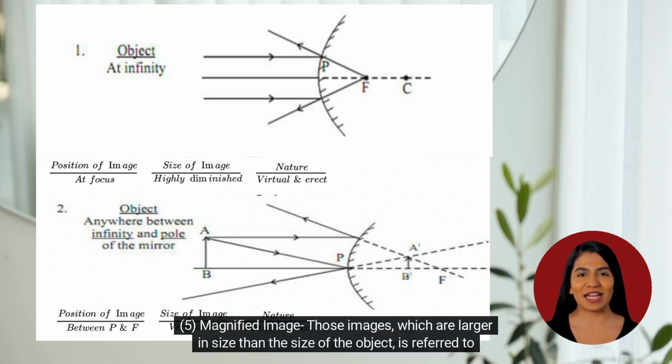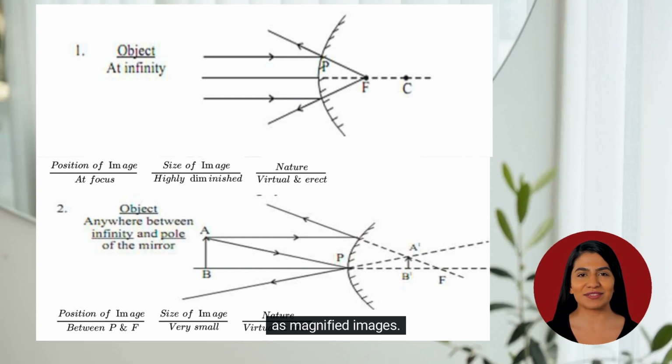5. Magnified image. Those images, which are larger in size than the size of the object, are referred to as magnified images. 6. Diminished image. Those images, which are smaller in size than the size of the object, are referred to as diminished images. Terms associated with a convex mirror.